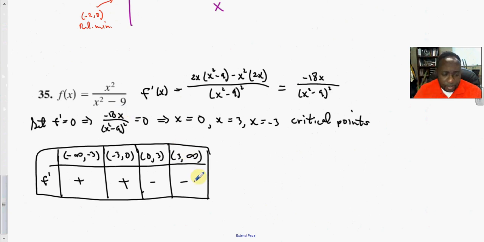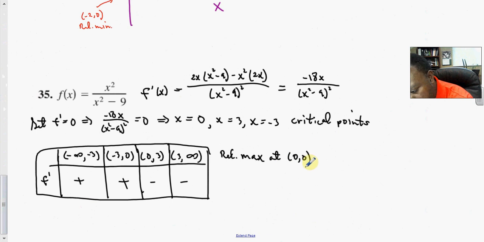All right. So the only extrema that we have is at 0. See, the sign changes at 0. It goes from plus, is going up, and then at the right side of 0, it goes down, negative. So you plug in x equals 0, we get y equals 0. So we have a relative maximum at (0, 0). Okay. And that, by the way, if you check it, is our only intercept as well.